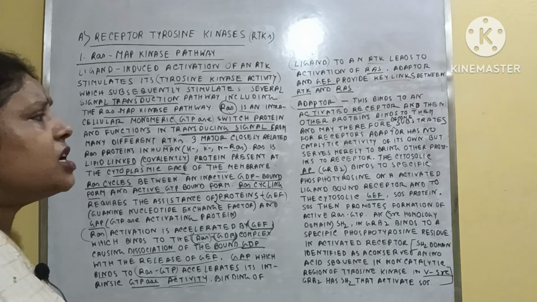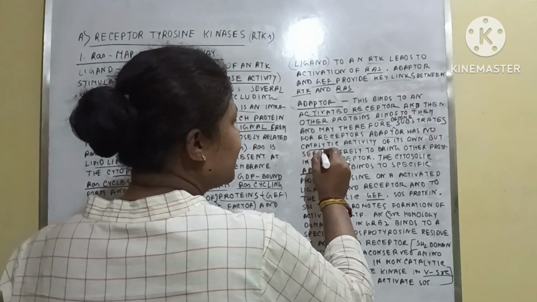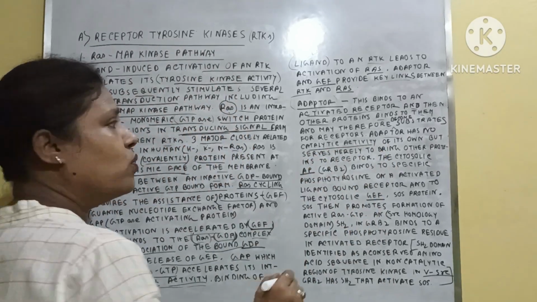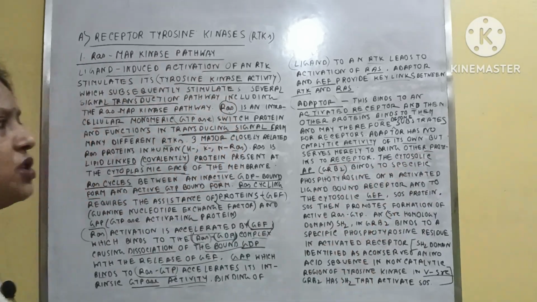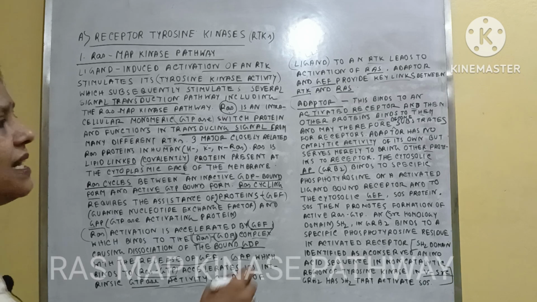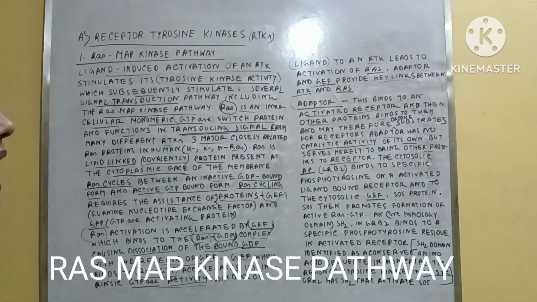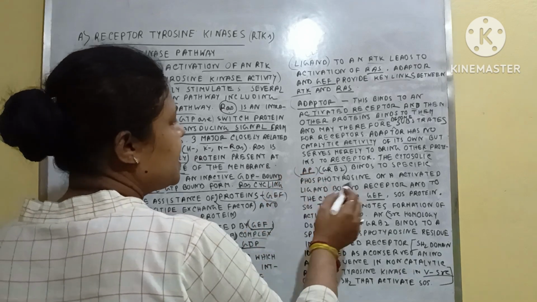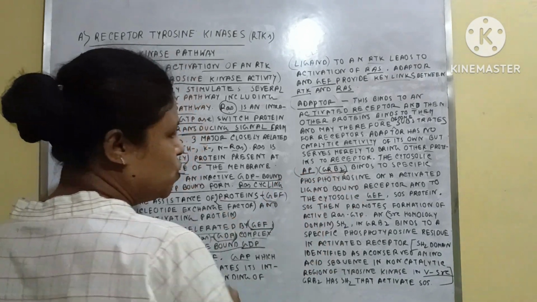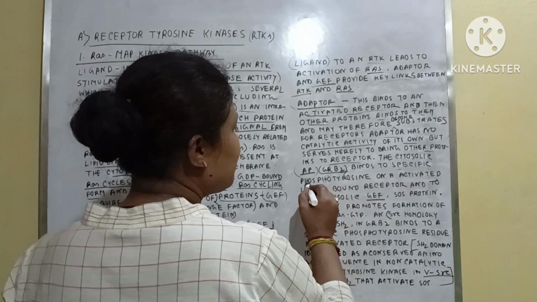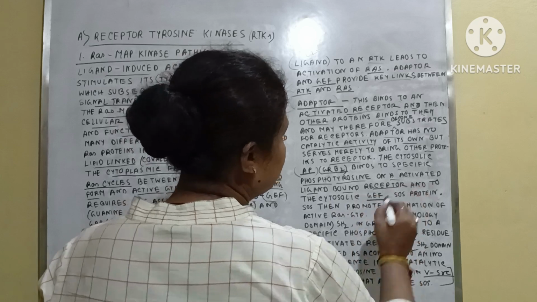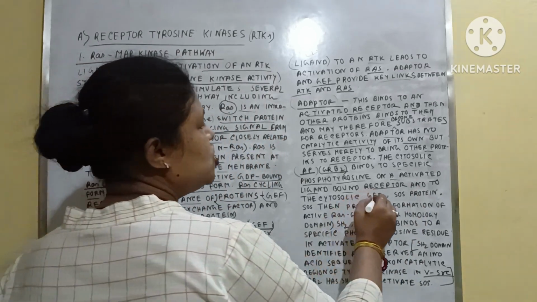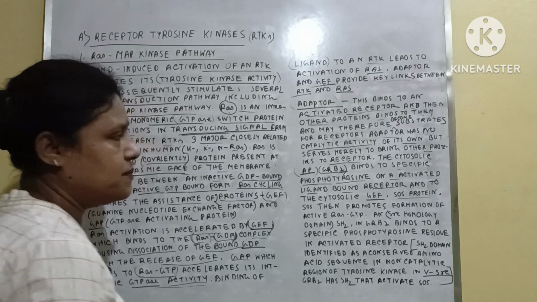Okay, because adapter has no catalytic activity of its own, but it helps to bring other proteins to the receptor, or helps other proteins bind towards the activated receptor. Clear? And an example of this adapter protein is GRB2. This binds to the specific phosphotyrosine on an activated ligand-bound receptor and to the cytosolic GEF SOS protein.